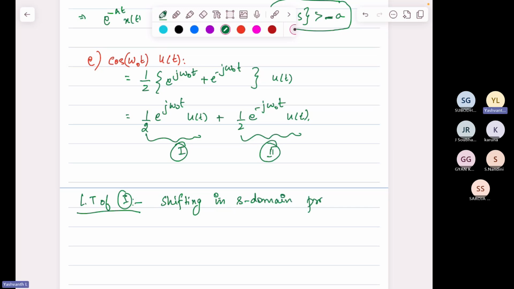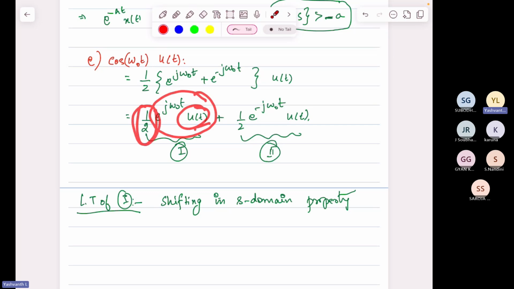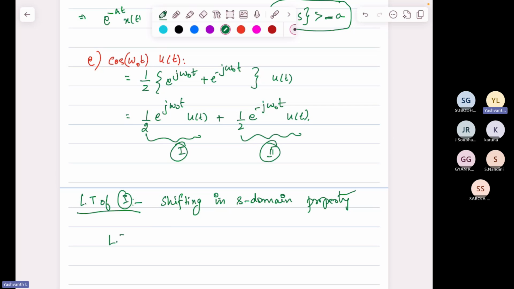Why? Because essentially I know the Laplace transform of u(t). I'm asking what is the Laplace transform of e^(jω₀t) u(t). Half, of course, no problem. By linearity, the half will multiply X(s) also. So by this shifting in s-domain property, the Laplace transform of half into e^(jω₀t) x(t) u(t) will have the Laplace transform half of, maybe I'll write for general x, then we'll go to u.